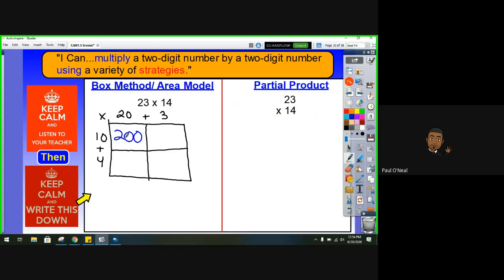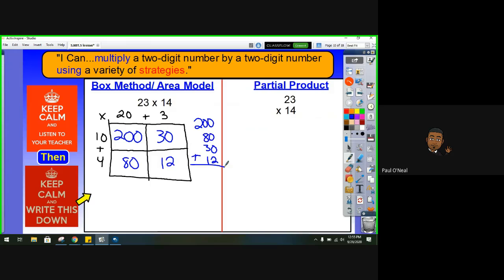All right. Next box, 3 times 10 gives me 30. There's 10 there. The box at the bottom left, 20 times 4, there's 10. 2 times 4, of course, is 8. So I get 80 from 20 times 4. And our very last box, 4 times 3, we get 12. So now I'm going to take all of those products that we put inside of our box, and I'm going to bring them out here. We have 200, we have 80, we have 30, we have 12. I'm going to add all those together to get one final product, one answer for this simple problem, 23 times 14.